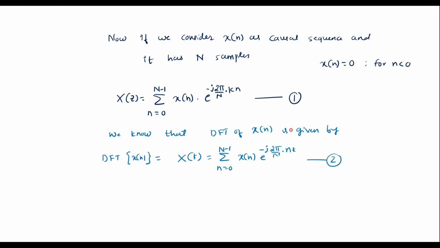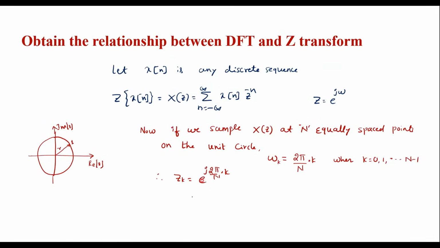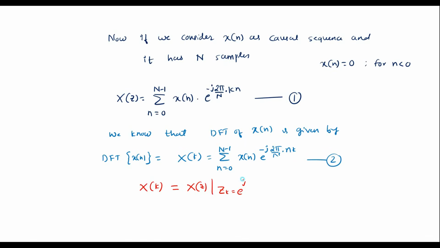Now comparing 1 and 2, we can write that the RHS term is same in both the cases, provided that we have x of k is same as x of z, provided that zk is equal to e power j 2 pi by n into k. So this is the relationship between DFT, that is x of k, and x of z.